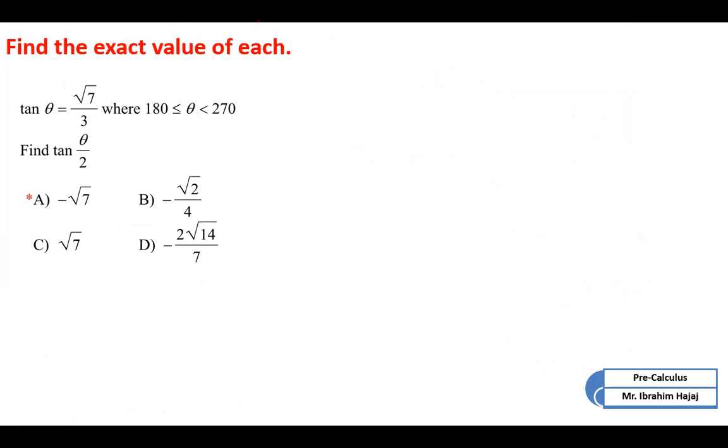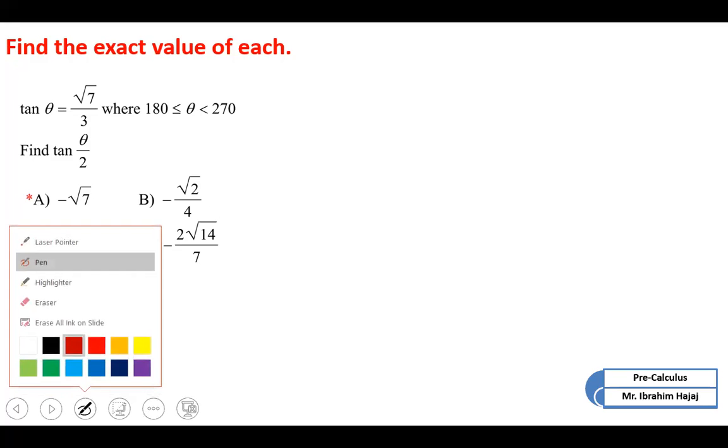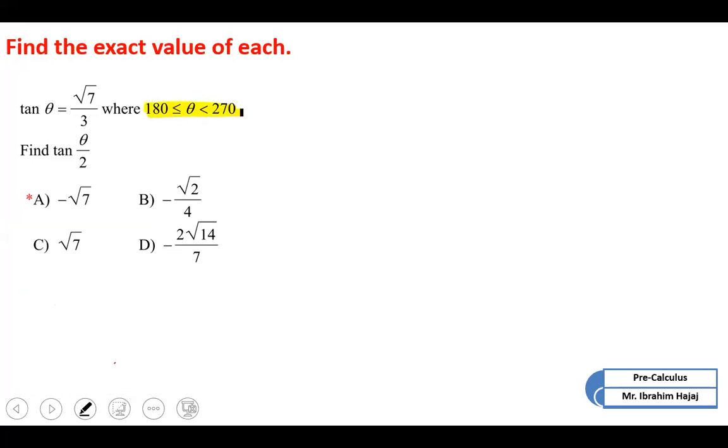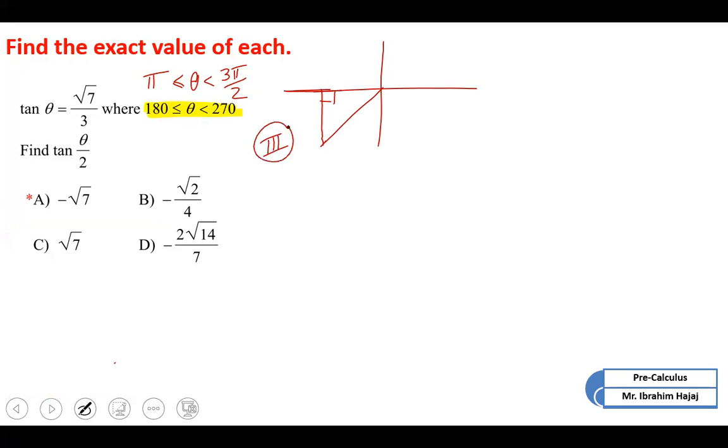To solve this question, it's simple and easy. As it says here, guys, the angle lies between 180 and 270, or sometimes it's given as theta is greater than or equal to pi and less than 3 pi over 2 in radians. So simply we have to draw quickly our standard position, and we know between pi and 3 pi over 2, or between 180 and 270, is the third quadrant. So here is the angle theta.